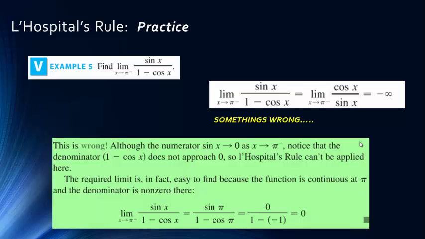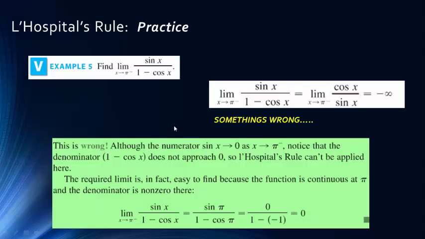Although the numerator sine x does go to 0 as x goes to pi from the negative direction, notice the denominator does not approach 0. So we forgot to check L'Hospital's Rule here, and this limit is actually easy to find because the function is continuous at pi and the denominator is non-zero.